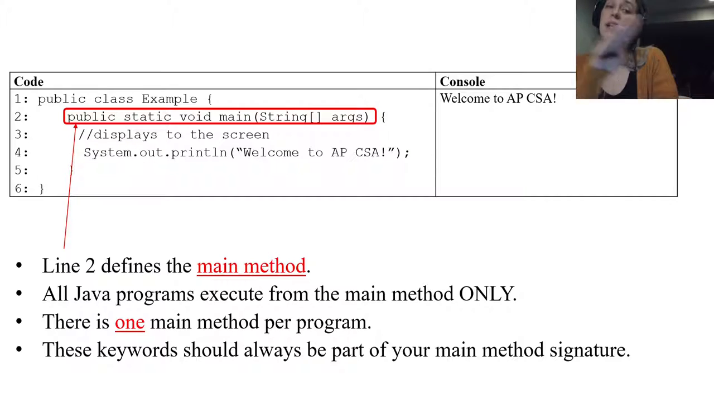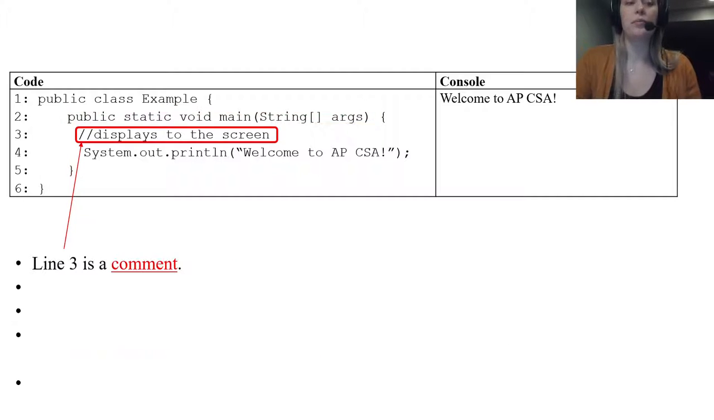And then the keywords that I mentioned, public, static, void, and then String with those brackets, and then args, all of those just should be a part of your main method signature. What we call your signature there for your main method. So again, just accept all of those words for right now and know that they have to be there to be a part of your program.